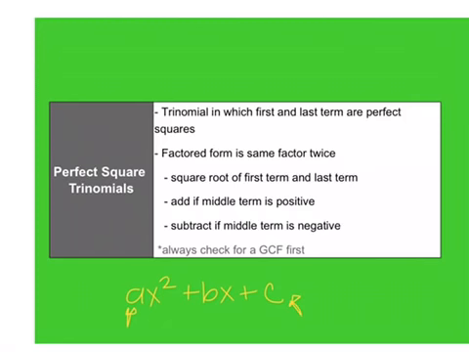Basically, then the middle term, that bx, if it's a positive, then both of your signs are going to be plus signs. If it's a minus or a negative b, then both of your signs in your factored form are going to be negatives. So let's go ahead and look at some examples for that.